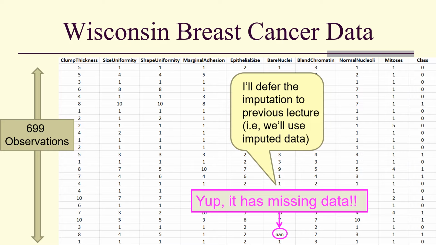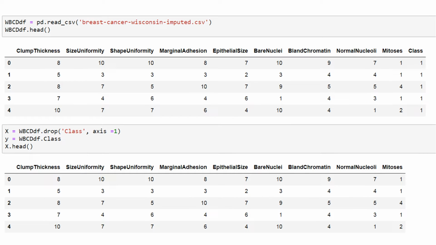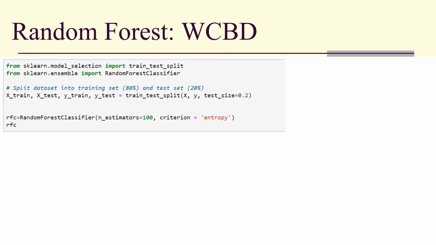I'm going to defer imputation to a previous lecture. In other words, we're going to use imputed data. Here is our imputed Wisconsin breast cancer data. We're going to create a Y, a response, which is the class, 1 for malignant, 0 for benign. And then we're going to create a random forest.